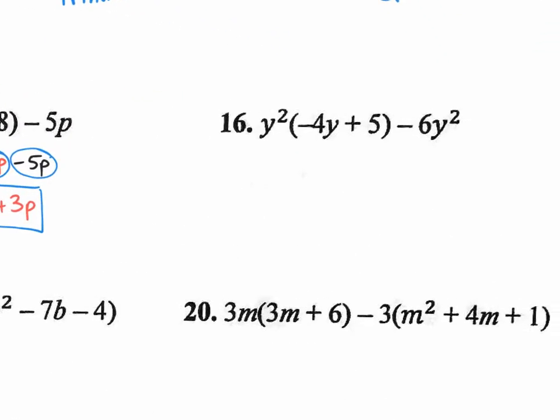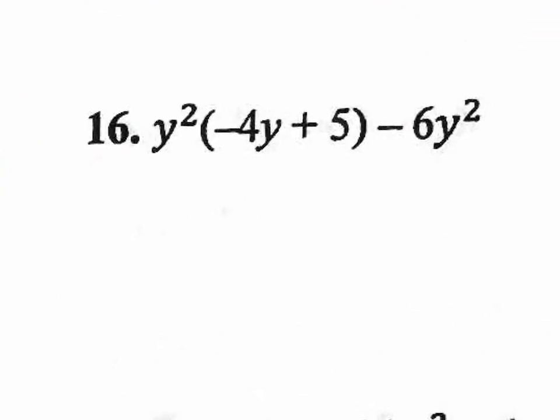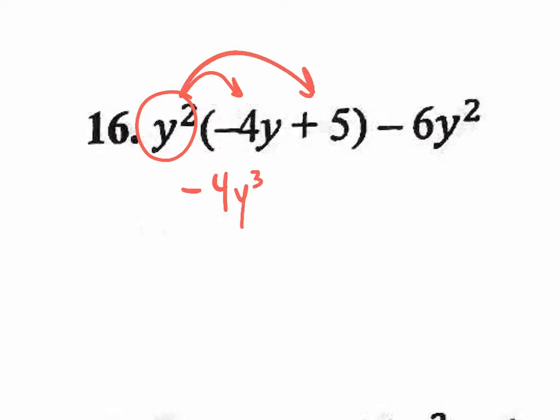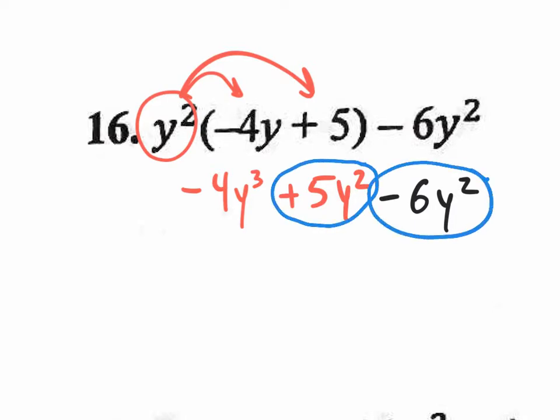Let's go for a challenging one. Where are we at? Let's go for 16 is cool because it has y squared that we need to distribute. So let's go y squared times negative 4y. That'd be a negative 4y to the third. Y squared times positive 5, that would be a positive 5y squared. And then we bring down the rest, the minus 6y to the second. And now we look at these 3 terms and we combine the ones that are alike. What do I mean by that? We're going to combine the 5y squared with the minus 6y squared.